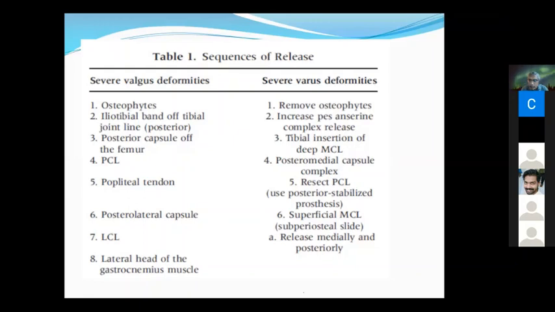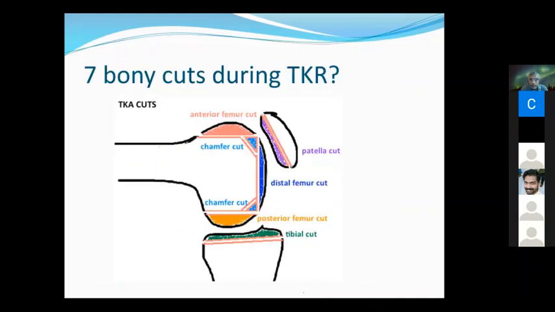So distal femur, posterior femur, chamfer cuts, proximal tibial cut. Distal femoral cut, posterior chamfer cut, anterior femoral cut, anterior chamfer cut, posterior condylar cut. Yes, so it is anterior femur, yeah. Distal femur, anterior femur, posterior condyle, anterior and posterior chamfers, patella. Of course, not everyone does it, but that is also a cut. And then the tibial cut, proximal tibial cut. Okay, so there you are. These are all the cuts.